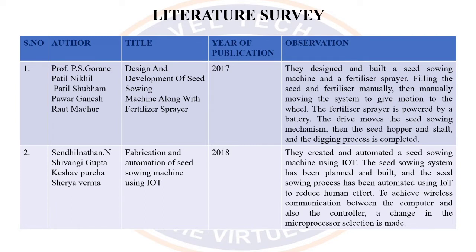Observation. They created and automated a seed sowing machine using IoT. The seed sowing system has been planned and built, and the seed sowing process has been automated using IoT to reduce human effort. To achieve wireless communication between the computer and also the controller, a change in the microprocessor selection is made.